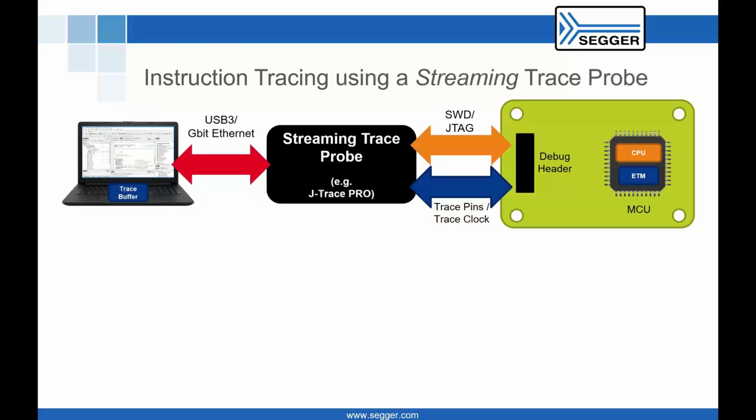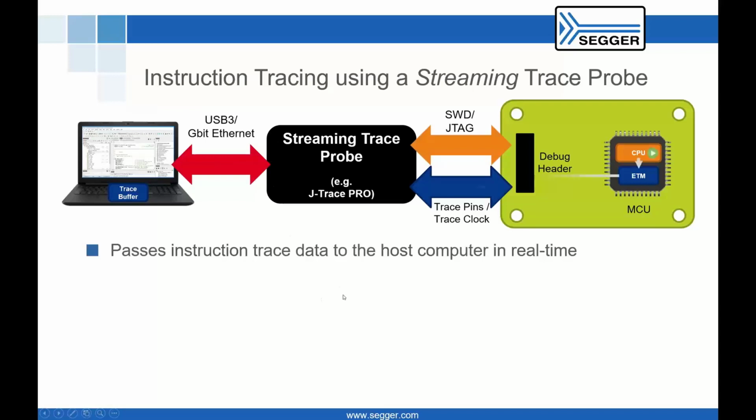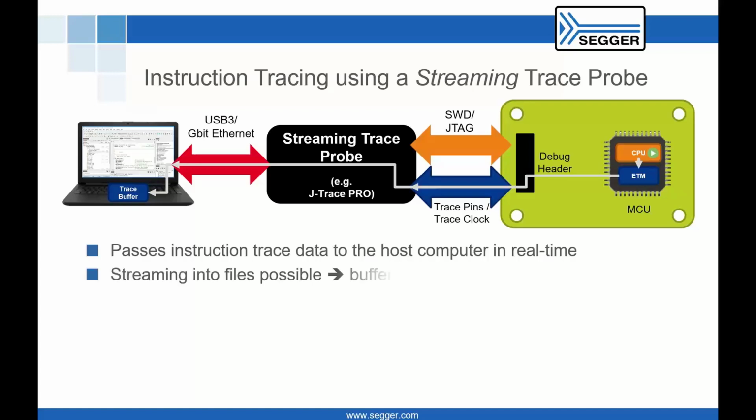So then the third solution, or the third option, is really to use a streaming trace probe. For example, that's the category that our JTrace Pro is in. Now, instead of just a regular USB connection to your host, you would have a USB 3.0 or even a gigabit Ethernet connection. So really, really fast. What that allows this probe to do is, while the CPU is running, pass the instruction trace data to the host in real time. So now there's no more buffering on either the MCU or the probe. It goes in real time straight to your host computer.